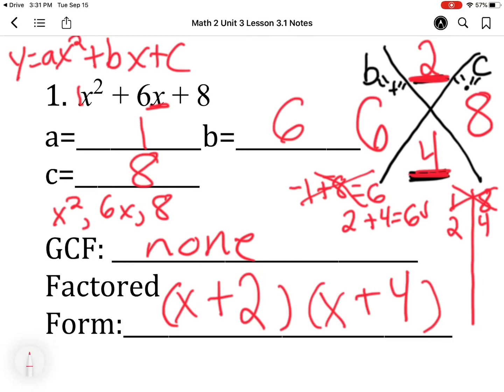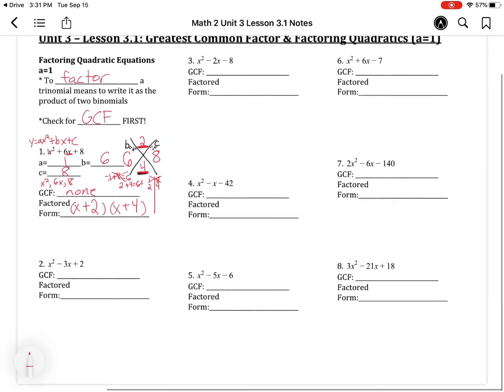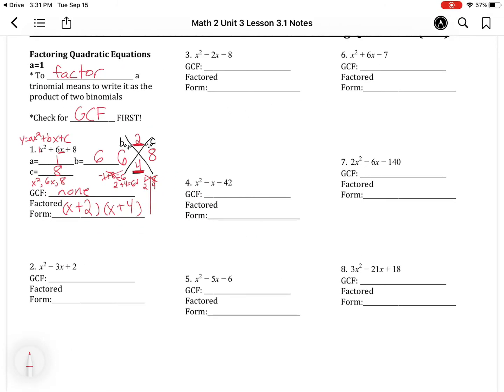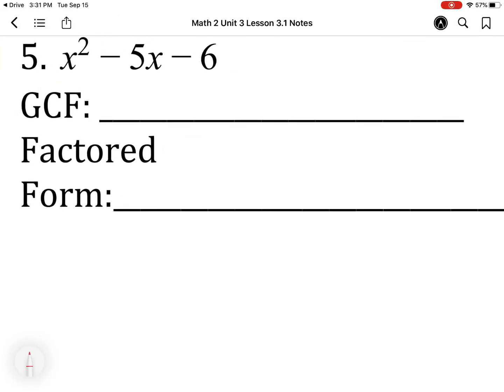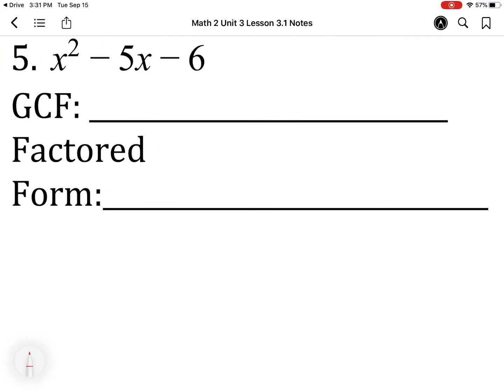So let's do another one. Again, my honor students, it may be a different number, but it's still the same problem. Let's do this one. Do we have a GCF? We're looking at terms x squared, negative 5x, and negative 6.